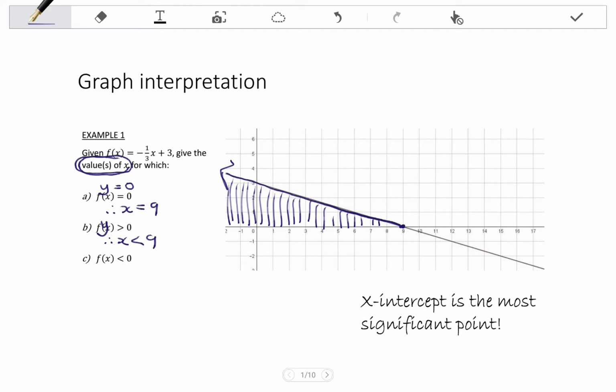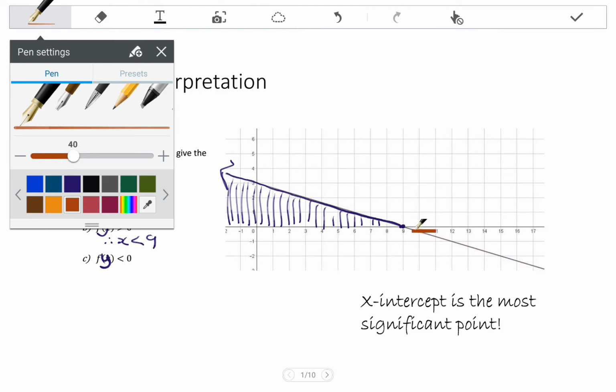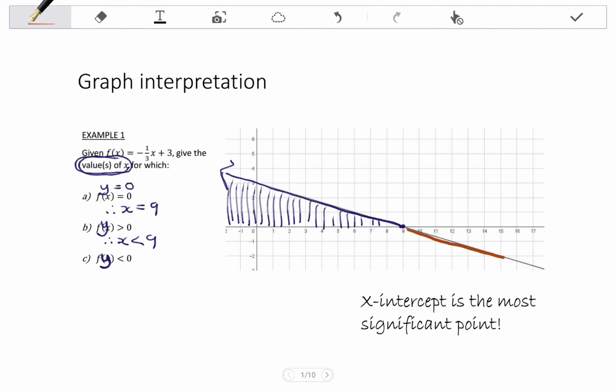And for C, it says where f of x is less than 0. Remember, f of x can be replaced with y. So this is asking where the y values are less than 0, which means where they are negative. Now, that is on this part of the graph, below the x-axis. My y values are all negative. Okay, so I use the y coordinates to find the correct part of the graph, but my answer is always in terms of the x coordinates.